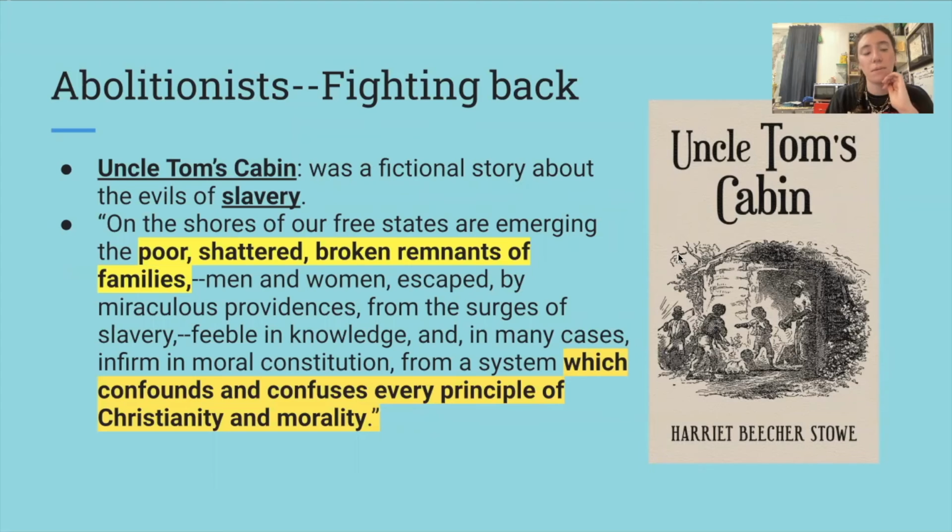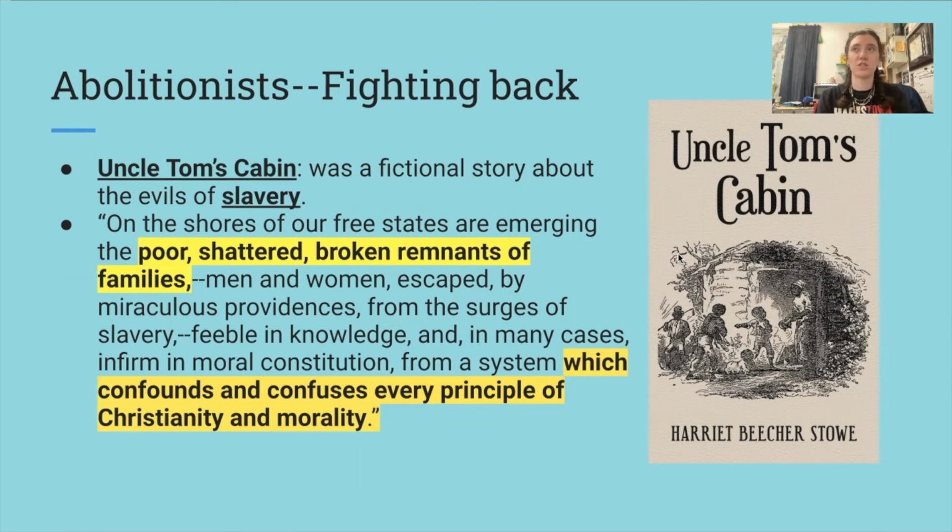So a different way people were fighting back was through literature, through writing. We have this book coming out at this point. It's called Uncle Tom's Cabin. This was a fictional story about the evils of slavery, right? So the characters in the book are fictional, are not real, but the experiences that they're going through, the process of being enslaved and life as a slave, are very much real.